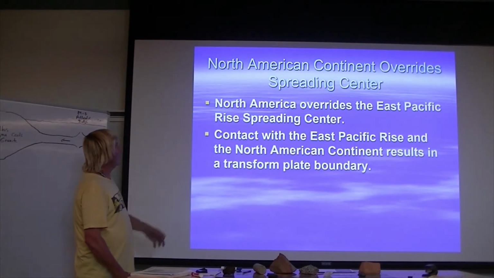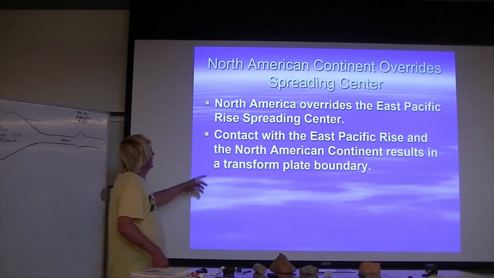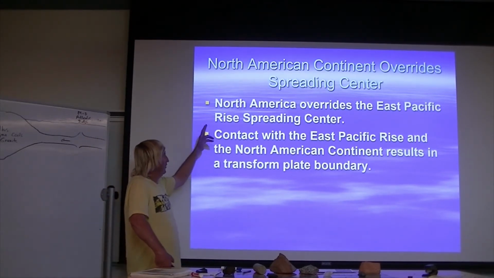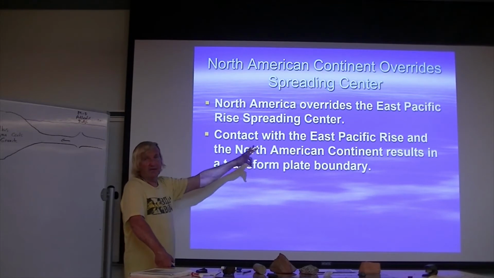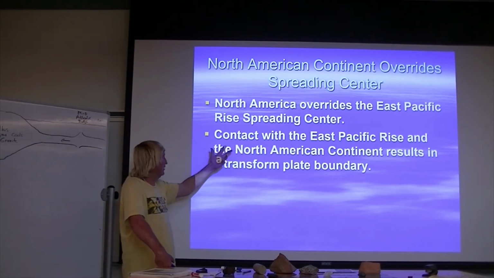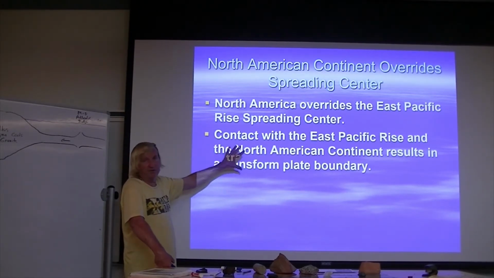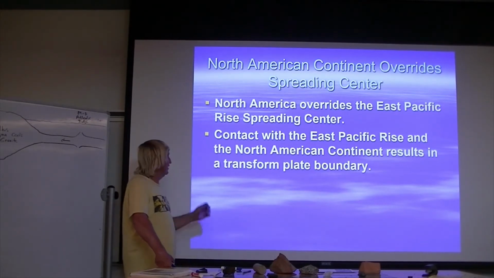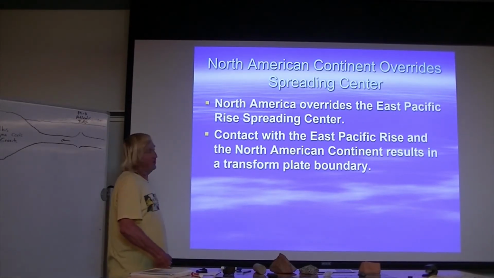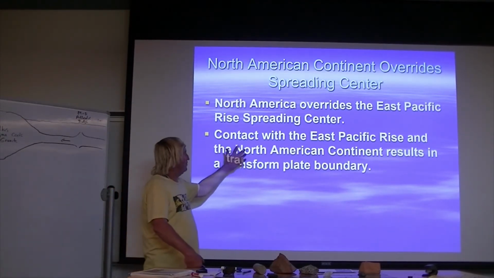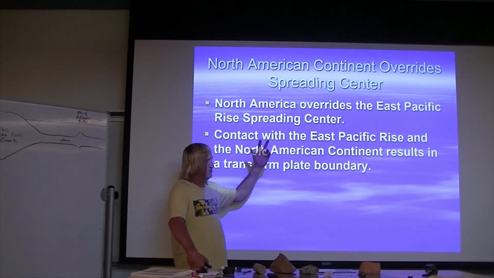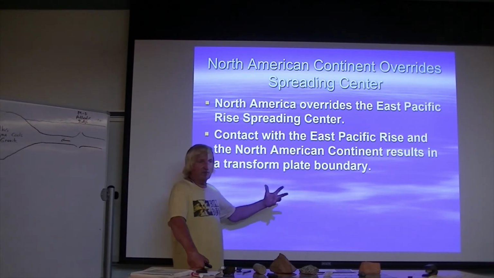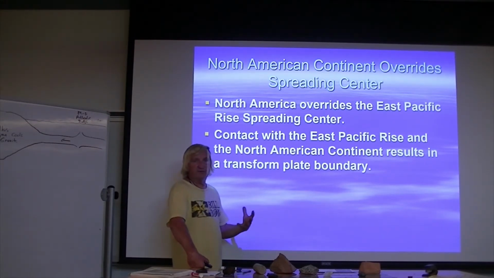So the San Andreas Fault is what used to be the East Pacific Rise, the spreading center. That spreading center is now underneath the North American continent. And we call that the San Andreas Fault. And that plate boundary is a boundary between the Pacific Plate and the North American Plate. So in Southern California here, we live on the Pacific Plate.